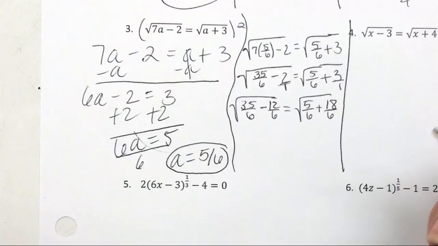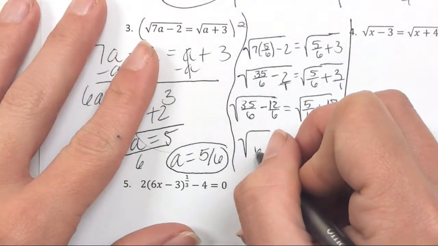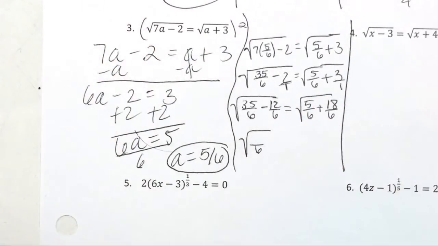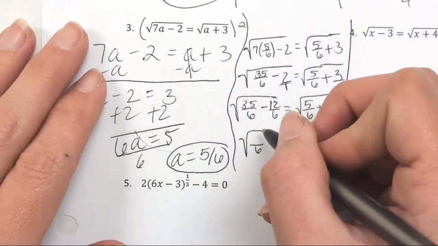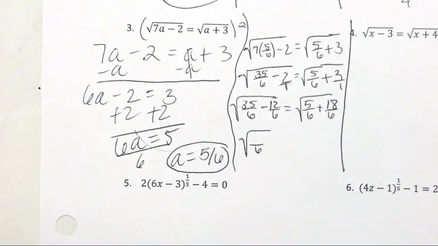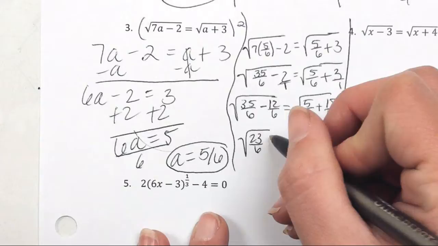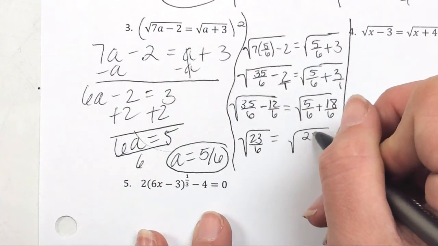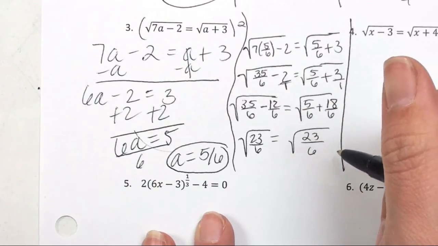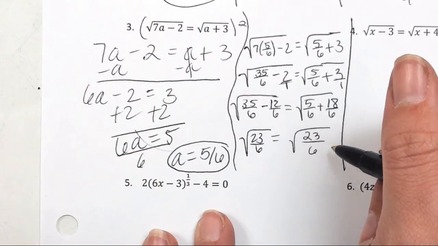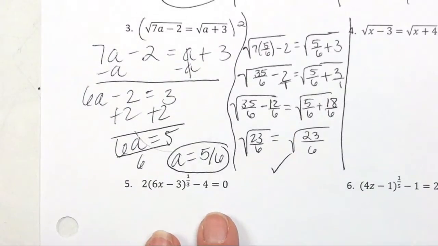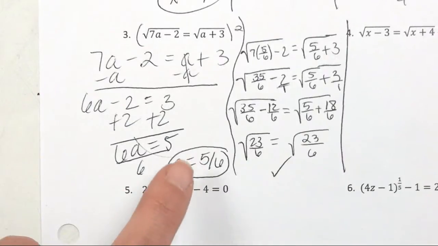And now I just simplify. So I keep the same denominator, 6. On top, that would give me 35 minus 12, which is 23 over 6 equals, and then 5 plus 18, that's 23 over 6. And the square root of 23 over 6 does equal the square root of 23 over 6. So our answer 5 over 6 is correct. It's not extraneous.